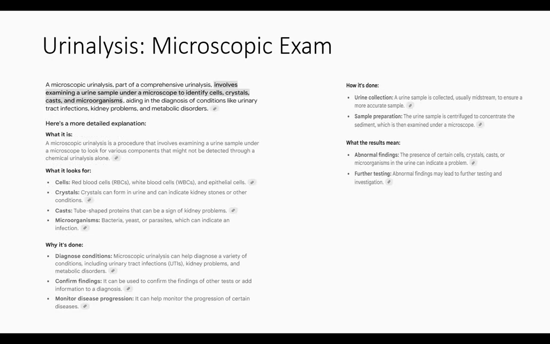Microscopic exam. It involves examining a urine sample under a microscope to identify cells, crystals, and microorganisms. What it looks for: cells, crystals, casts, microorganisms. Why it's done: diagnose conditions, confirm findings, monitor disease progression, and so on and so forth.